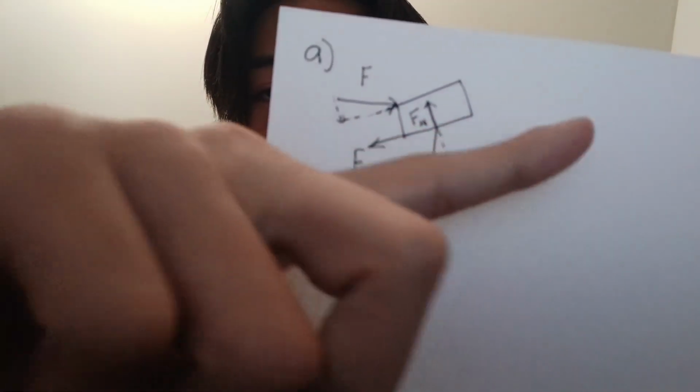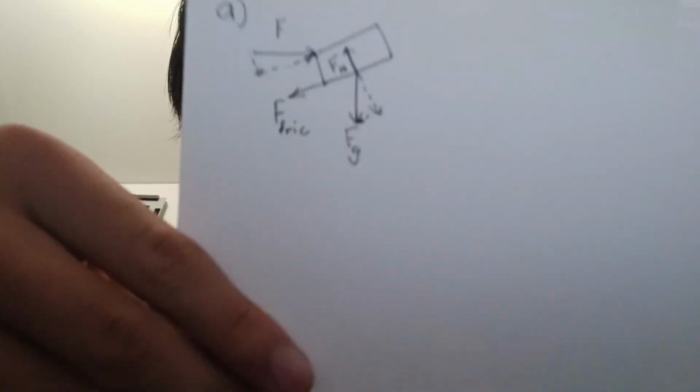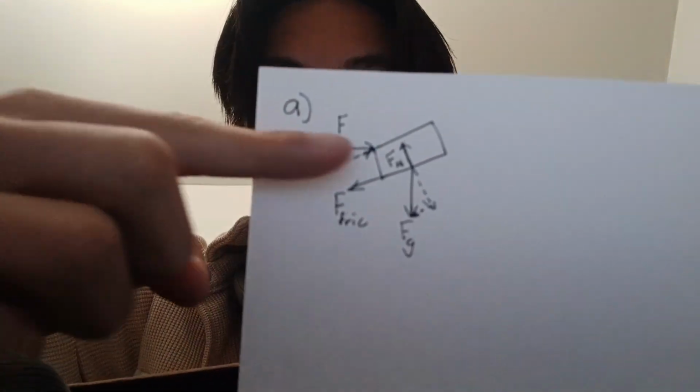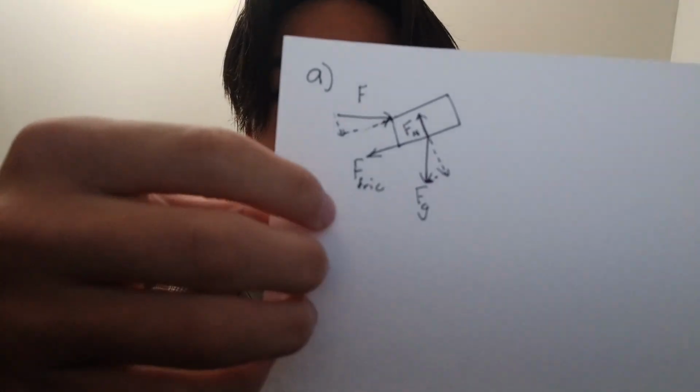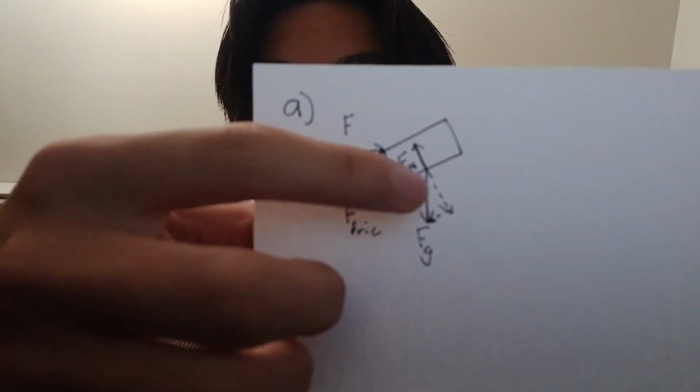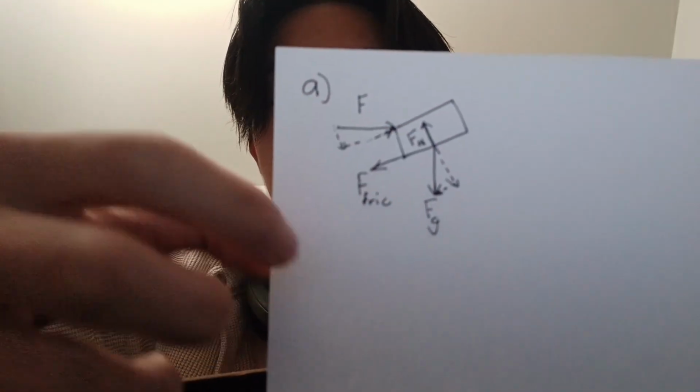All right, so this is the incline, that's the block. This is the horizontal force acting on the block. It's pushing the block up the slope, and so F fric, for friction, has to oppose that force, so it has to go down the slope.